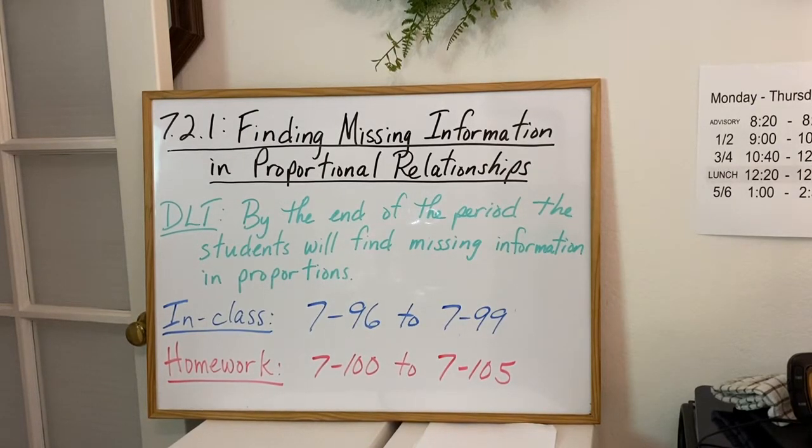Lesson 721, Finding Missing Information in Proportional Relationships. The daily learning target is by the end of the period, the students will find missing information in proportions. The in-class is 7-96 to 7-99. The homework is 7-100 to 7-105.